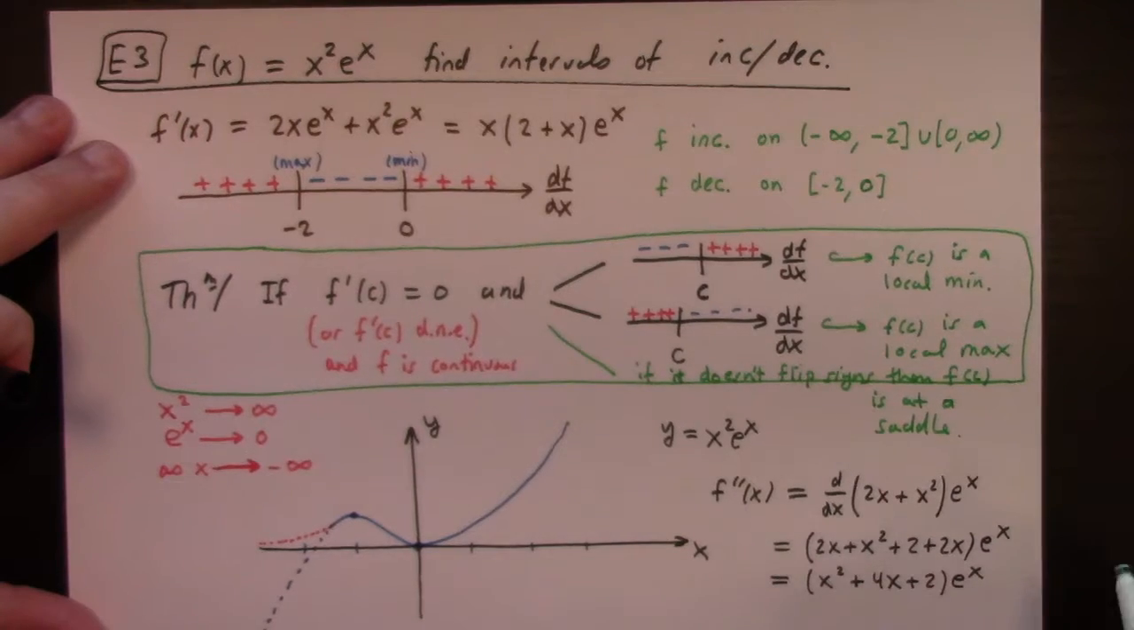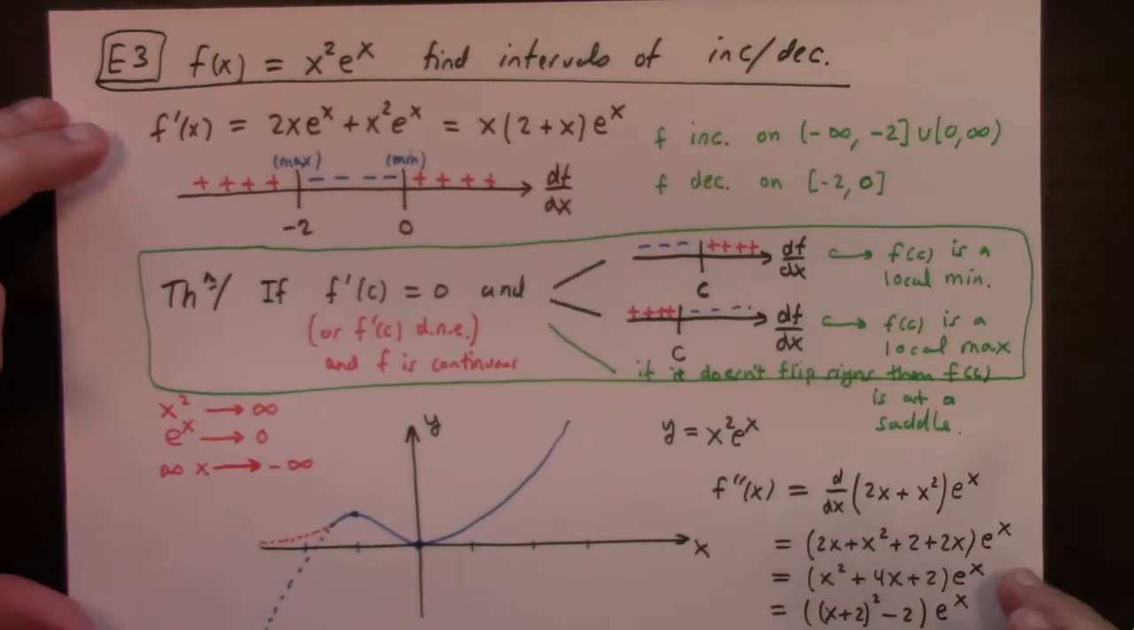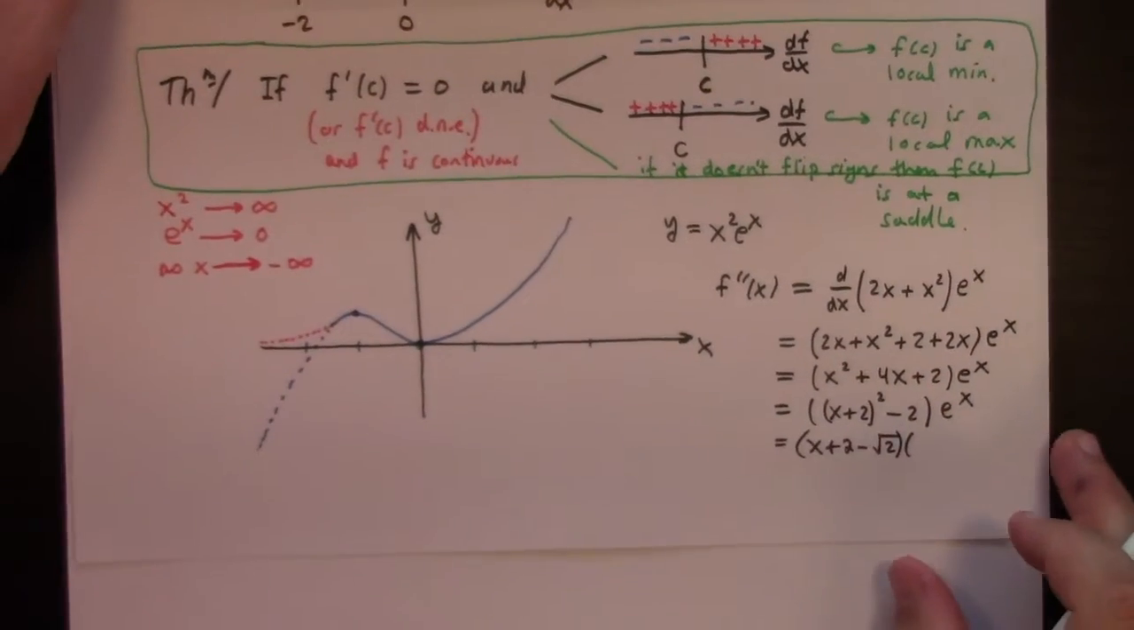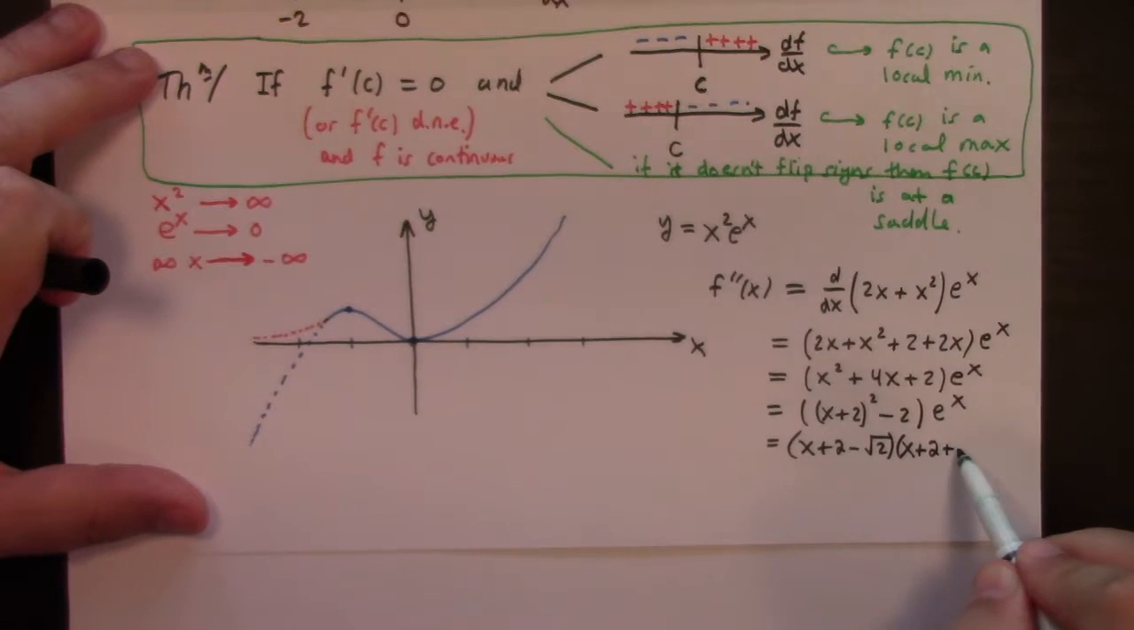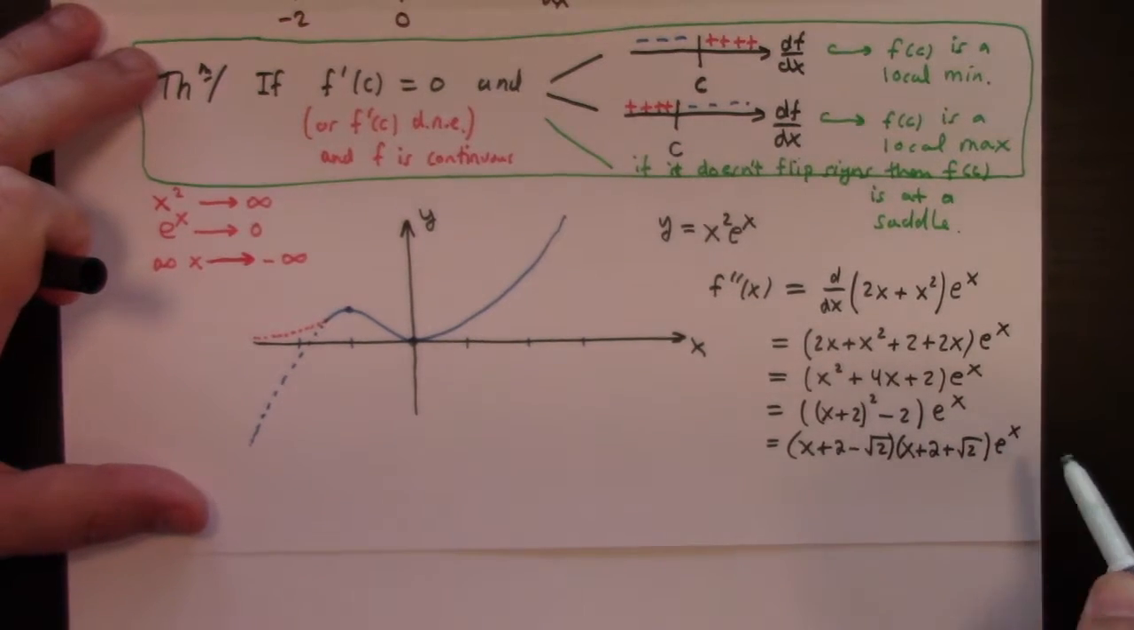Right? And, oh, great opportunity to complete the square. This is x plus 2 quantity squared, minus 2, times e to the x. So what do I got? I've got x plus 2 minus the square root of 2. Oops, sorry, I'm off frame. Let me move it up here. Or x plus 2 plus the square root of 2, e to the x.